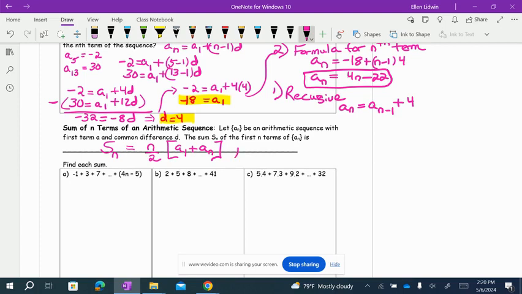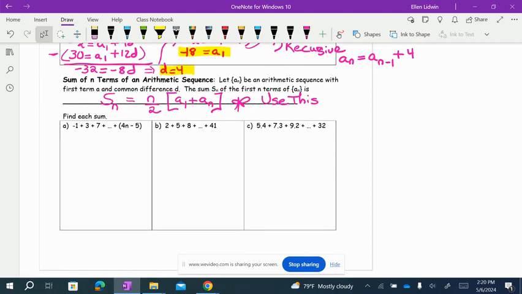We use this one more often. On your formula sheet, you're going to see another one, and we never use that one, so I will point to it when I'm in class next class, and you can ignore that second formula. Okay, so find each sum.